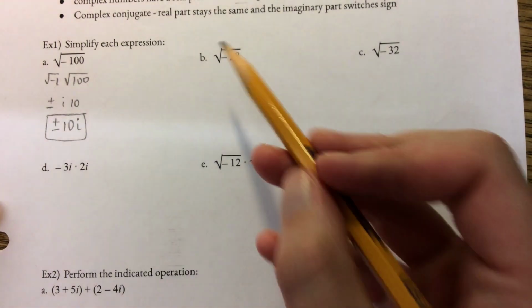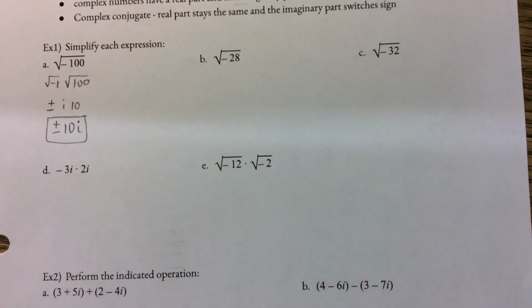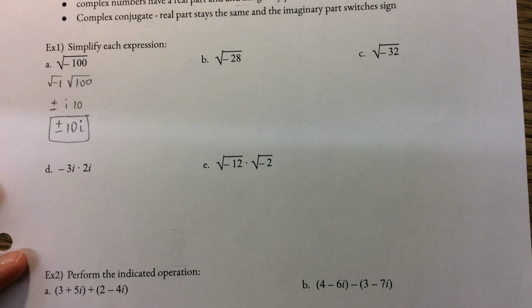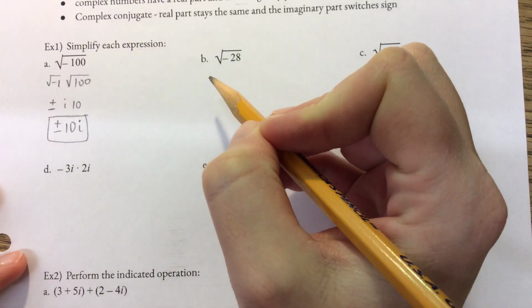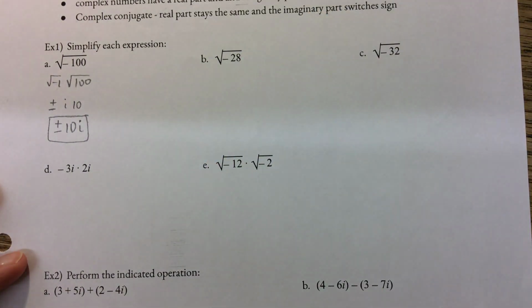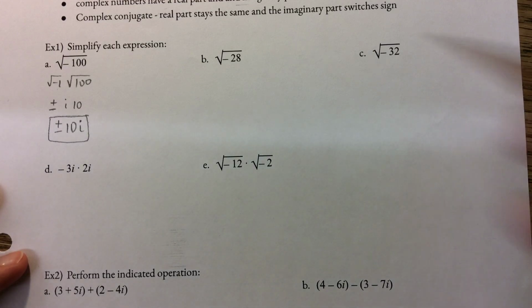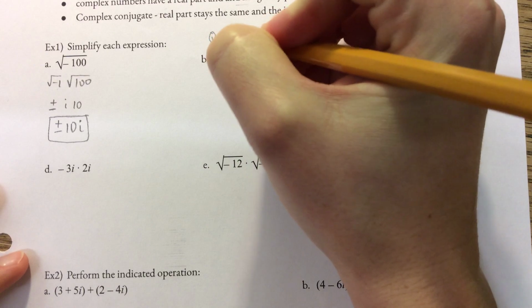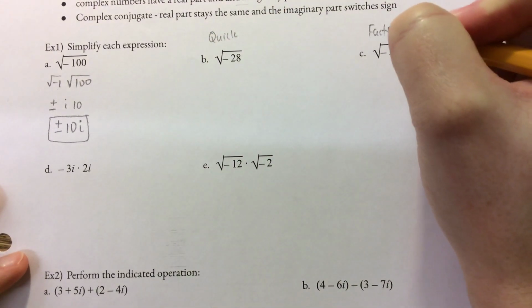Okay, the next one is the square root of -28. We looked at two different ways to simplify square roots. You can do the quick way, where you just know all of your factors right off the bat, or you can do the factor tree method. Here I'll show the quick way first, and then the factor tree.